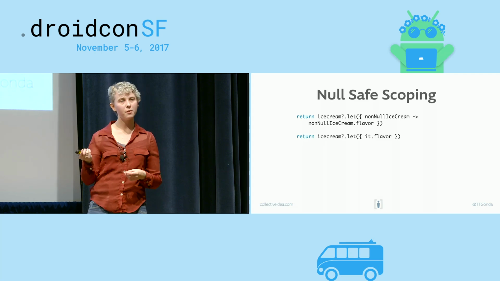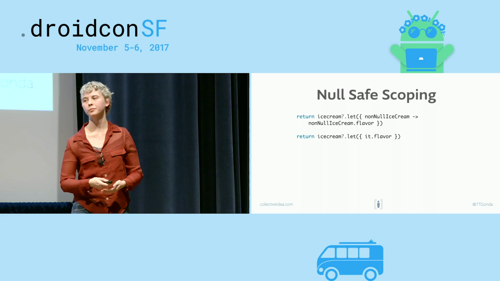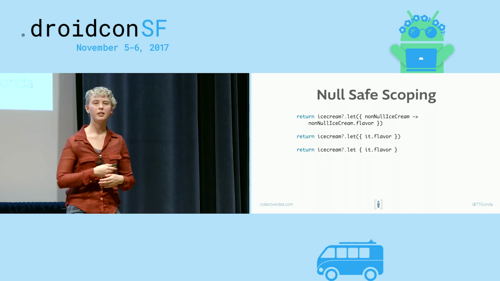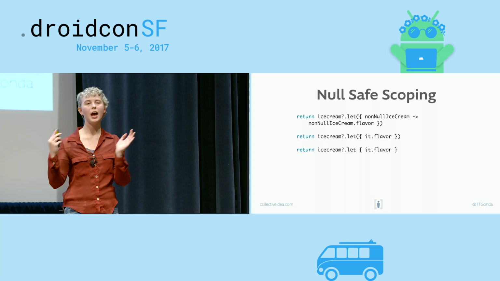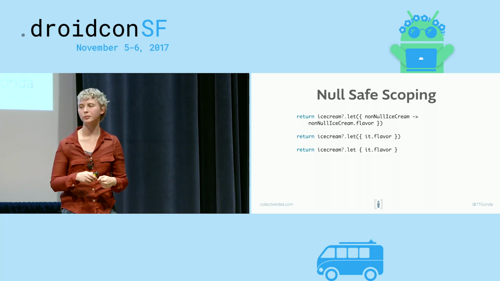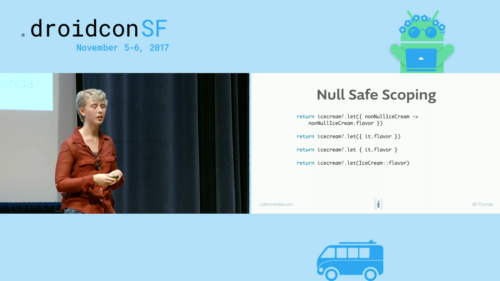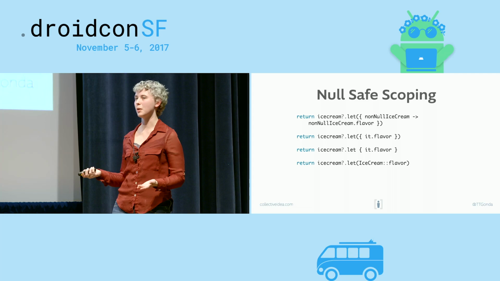We don't have to name that variable. If we don't name it, it'll default to a variable named it. Because we're passing in a lambda as the last parameter of a function, we can put it outside of those parentheses and remove those parentheses. And then as another option, we can use function reference. All of these are essentially the same exact thing.